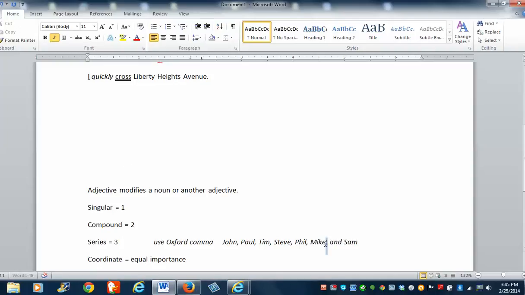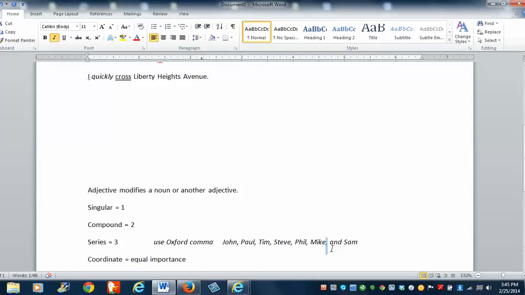Do you see that comma, that last comma there? That's the Oxford comma. Some grammar books are saying that you don't have to use it anymore, but I find that when students stop using it, they start to create series that are kind of confusing. So I want you to continue using that Oxford comma.